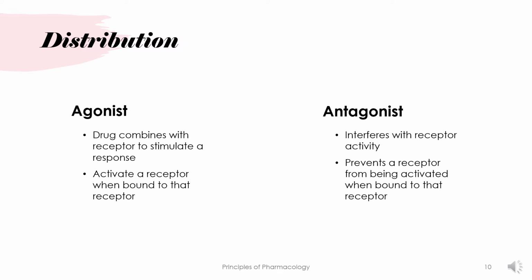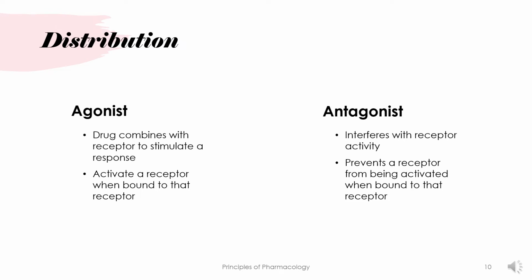Okay, so let's discuss agonist and antagonist drugs. Agonist drugs combine with the receptor to stimulate a response. They induce a conformational change in the receptor that leads to a maximal effect. In other words, they activate the receptor. Examples of agonist drugs would be insulin and morphine.